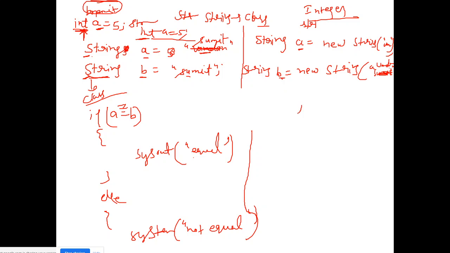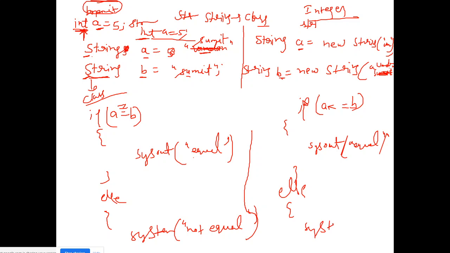if a is equal to b, then sys out equal, else sys out not equal.